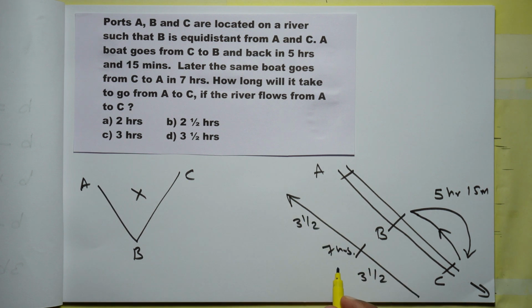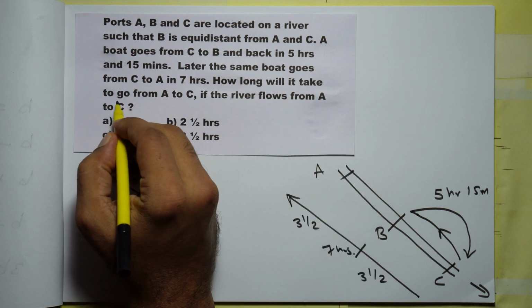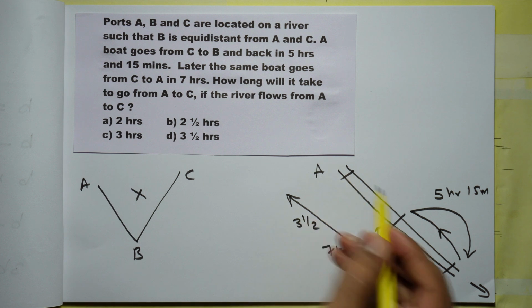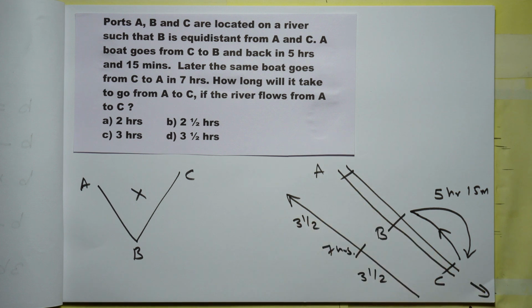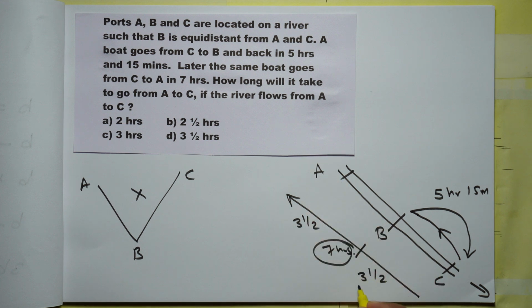Altogether, 7 hours. Now, the question is, how long will it take to go from A to C? That is, if the boat were to go from A to C, what will be the time required? Now, using these two pieces of information, C to A is a total of 7 hours. B to C is half the distance. B to A is half the distance. So, this must be 3.5 hours. This must be 3.5 hours.